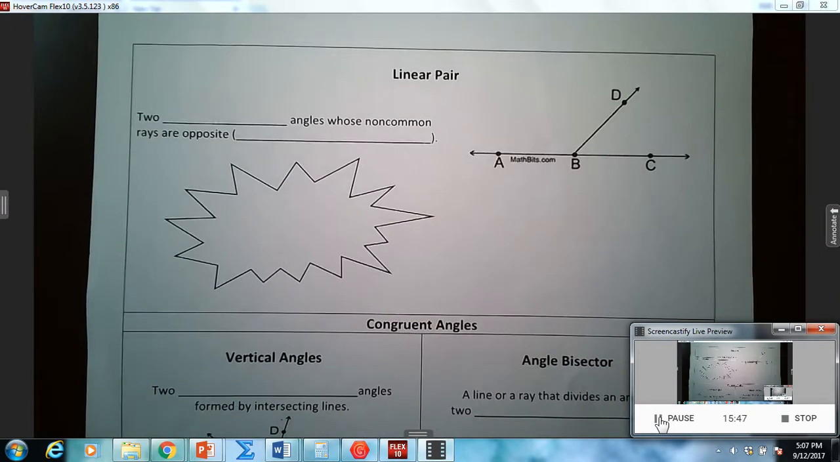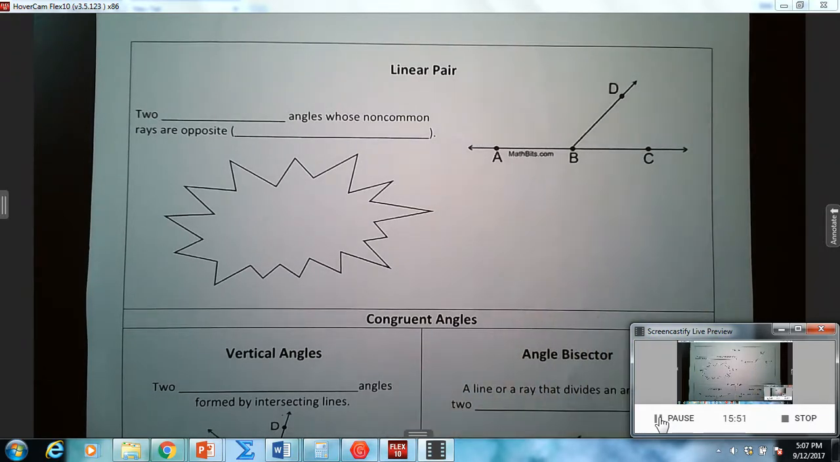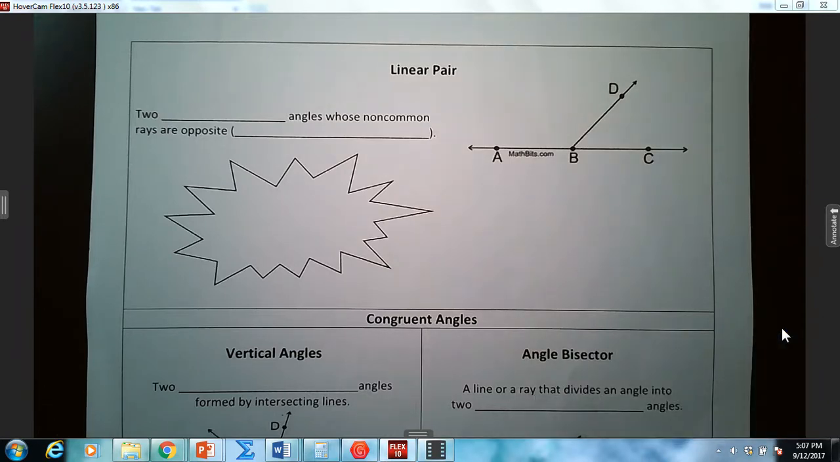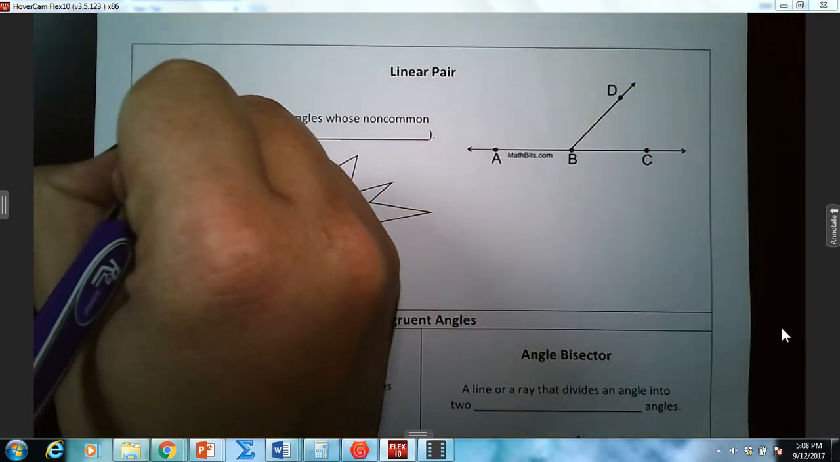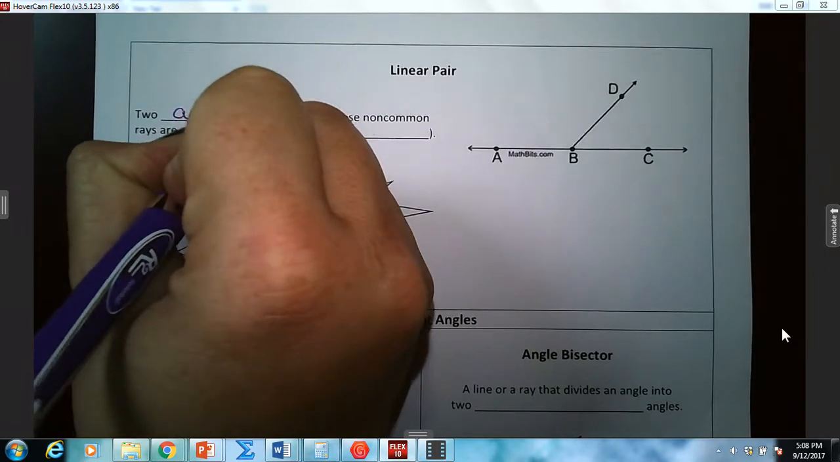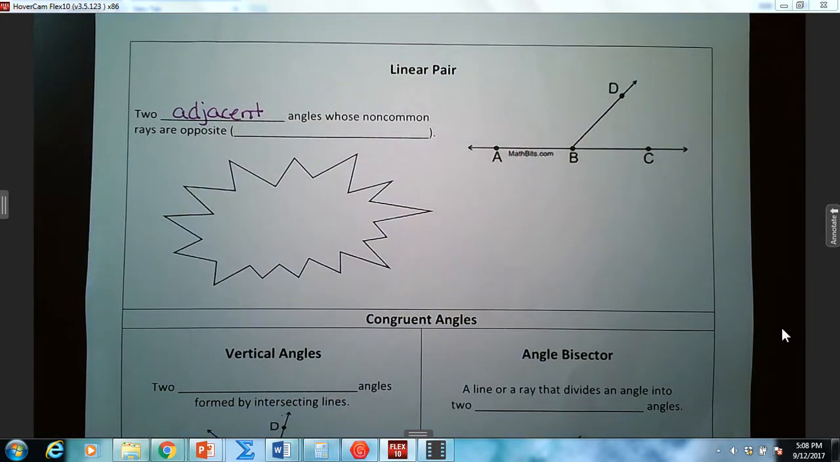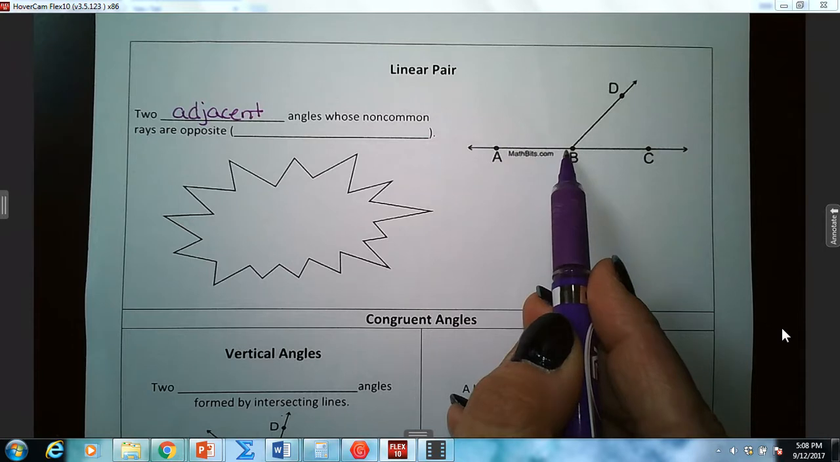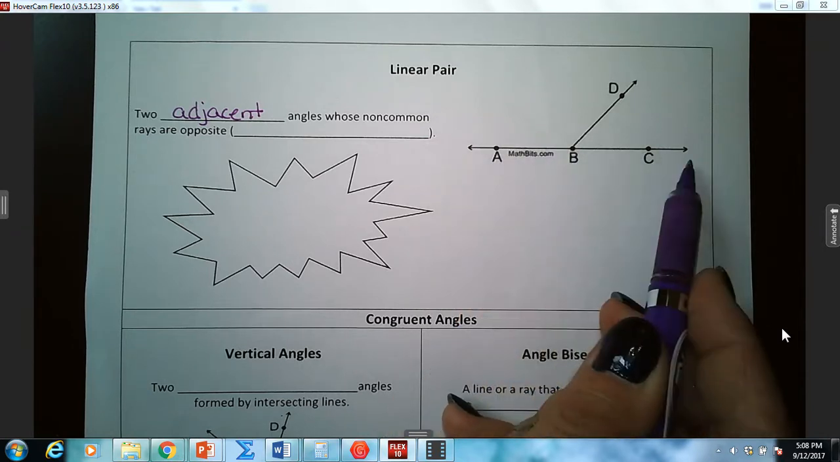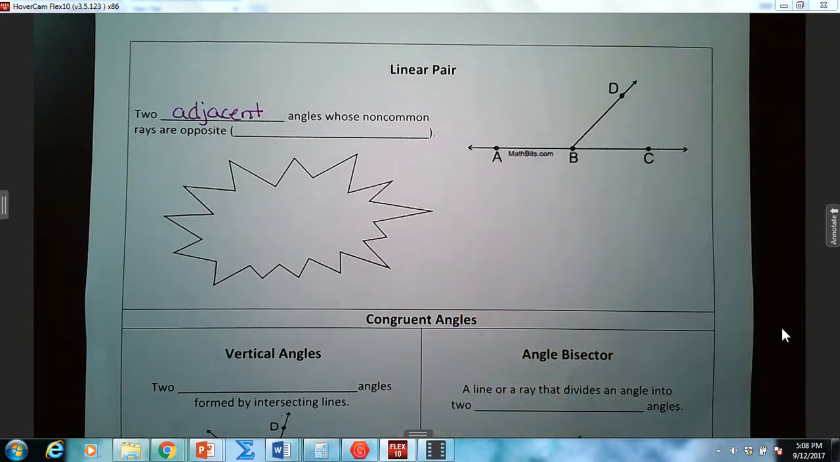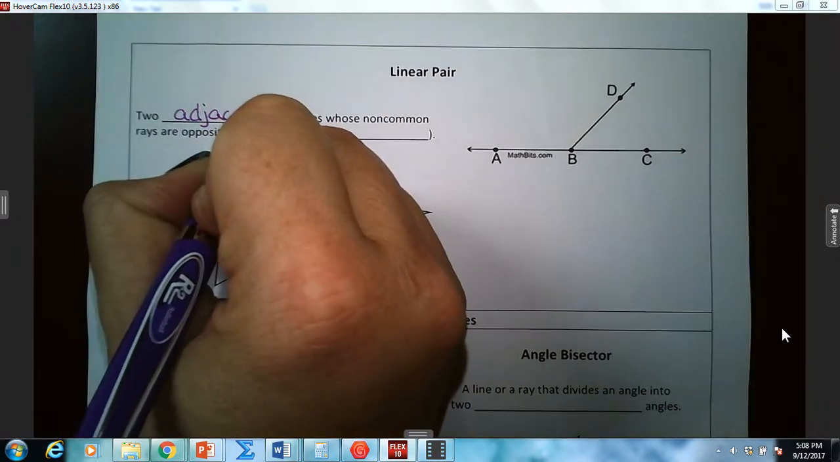Okay, so next we're looking at a linear pair. Again, we've already seen this picture on the front, so let's just organize our thoughts here. A linear pair are two adjacent angles, right? So they must be side by side, whose non-common rays, like ray BA and BC, are opposite of each other. So they form a straight line.